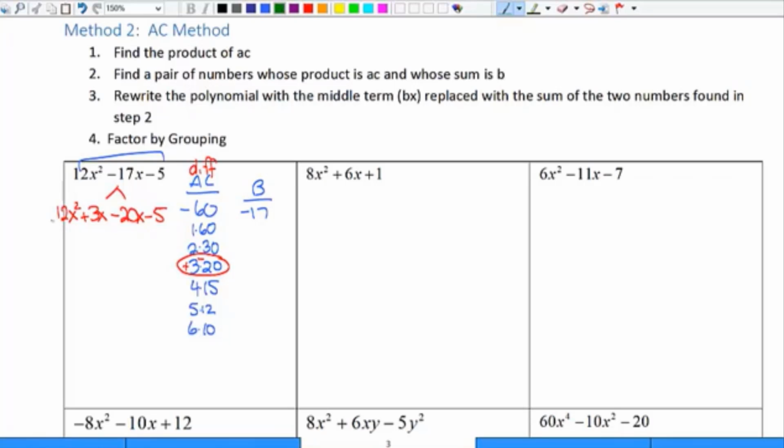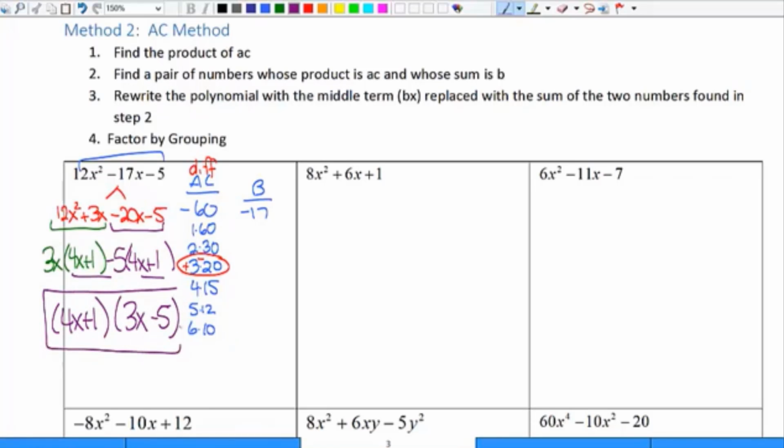So next I'm going to take the first group and the second group and group them like I've done in the past. So the GCF of the first two is 3x, which gets me 4x plus 1. The GCF of the purple group here looks like -5, and that's 4x plus 1. So I have 4x plus 1 in both terms, so I have 4x plus 1, and then I have 3x minus 5. So this is the AC method.